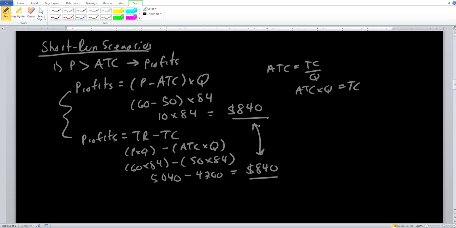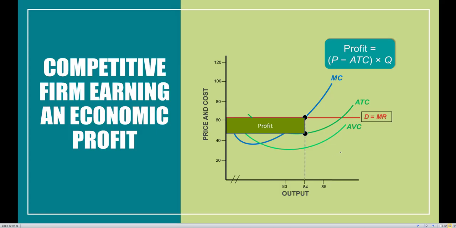So once again, using the same sort of numbers right here, just with different equations to give us the same exact answer. So once again, anytime price is greater than ATC, the firm is going to be led to some type of short-run economic profits, and that's going to be perfectly fine in the short run for firms operating under perfect competition. And this area right here is exactly that $840.